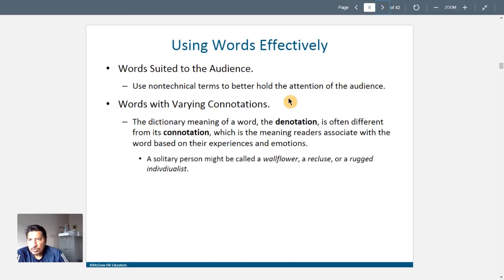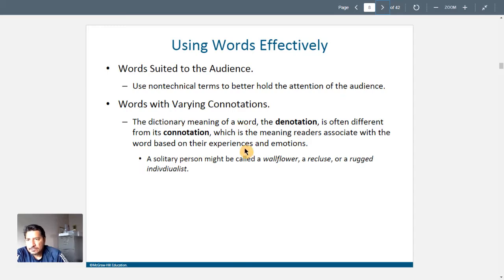Using words effectively: words suited to the audience. Use non-technical terms; do not use jargon in writing, to better hold the attention of the audience. So always know who your audience is, do research, and then choose a word as per their level. Words with varying connotations.